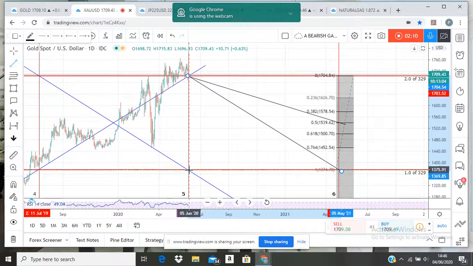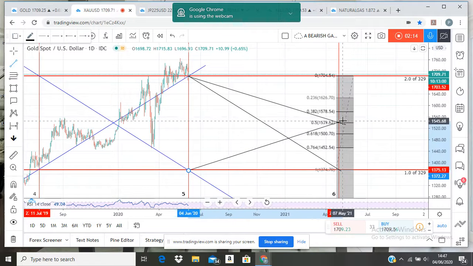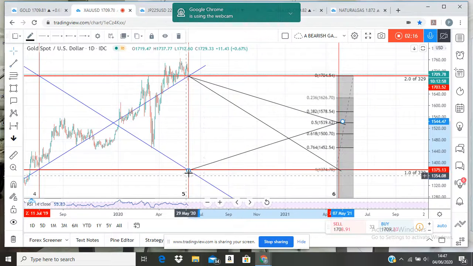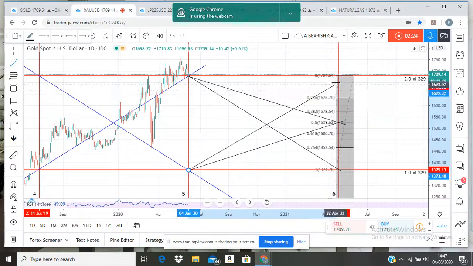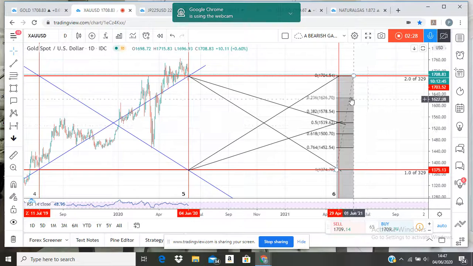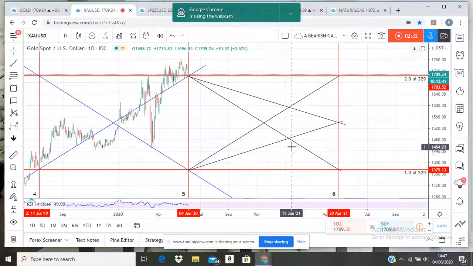From the bottom side, we draw one line through the 0.5 level, which is the 1 by 2, sorry. Then we draw another one, which is the 1 by 1. Now I'll remove the fib. Now this is what we would have.